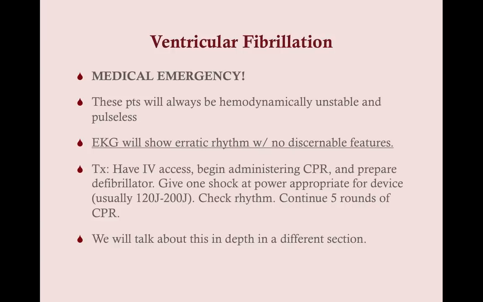So the EKG will show an erratic rhythm. It's pretty clear when you look at the EKG. You don't really see much of anything other than fibrillation. What you would normally see on AFib, you just see the whole time. And there are really no discernible features. You don't really see anything that looks like P waves. You don't really see anything that looks like QRS waves. Nothing that looks like T waves. It's really just kind of an erratic rhythm.